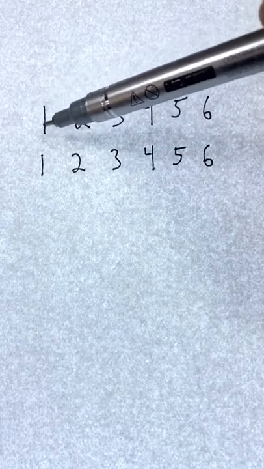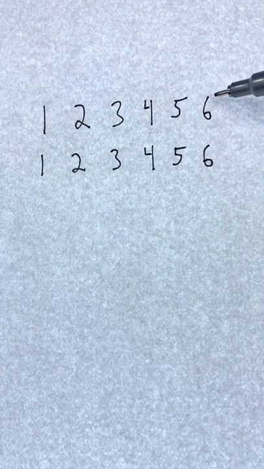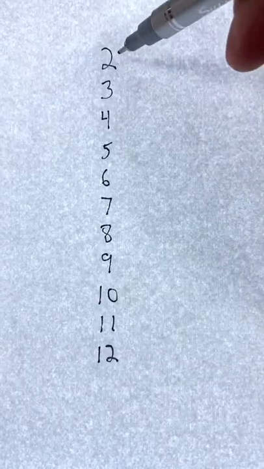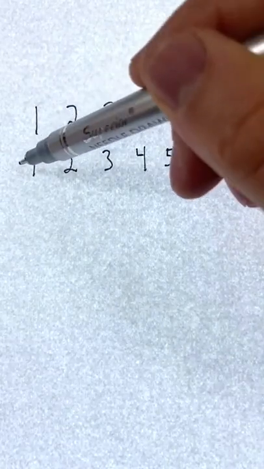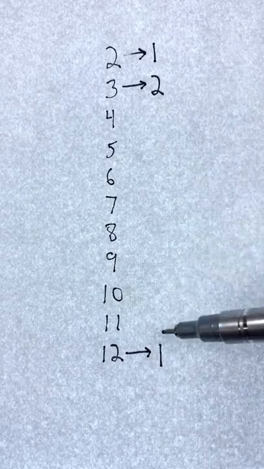For example, there's only one way to get a 2, a 1 and a 1, and only one way to get a 12, a 6 and a 6. So 2 and 12 will be quite rare because there's only one way to get either of them. However, there are 2 ways to get a 3, a 1 and a 2, or a 2 and a 1. In this manner, we can go on and compute how many ways there are to get every number.